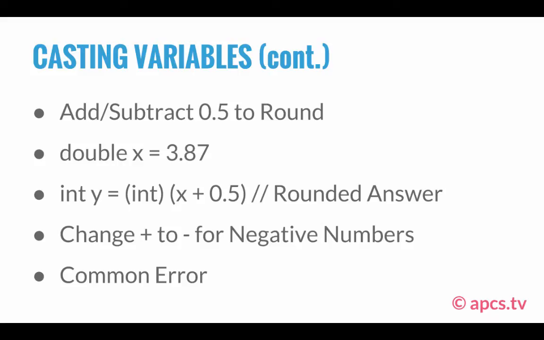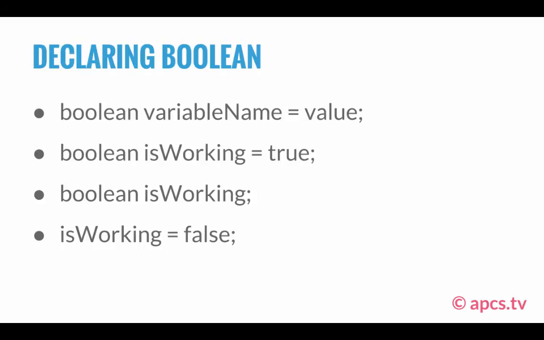And similarly, if you would like to do this for negative numbers, let's say your double is negative, then you would change the plus in x plus 0.5 to x minus 0.5 for negative numbers. Now this is a common error that people make. Casting variables is something that often throws programmers off, and forgetting to round. So make sure that even when you're casting, you remember to round if it's required for your program as well. So let's look at declaring the Boolean type.